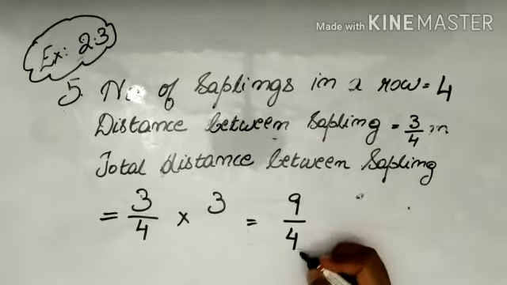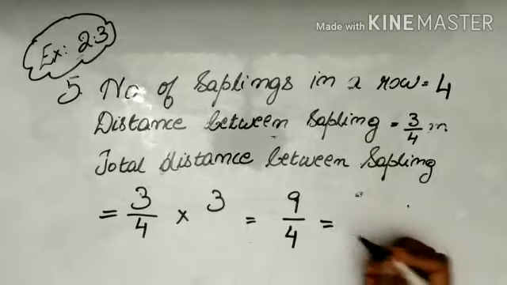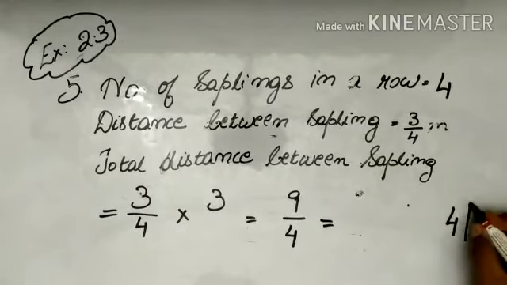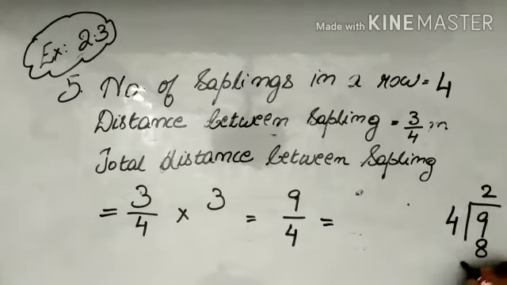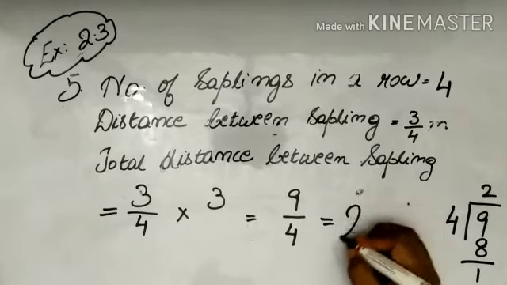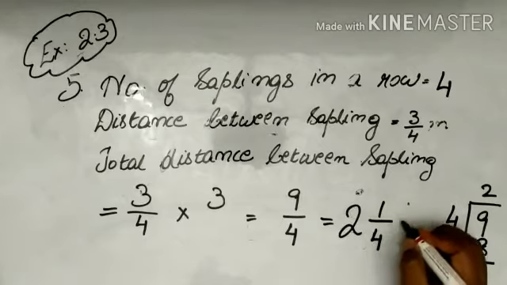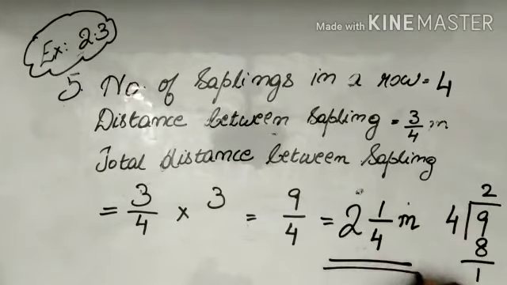Since this is an improper fraction, we have to make it into a mixed fraction. Divided by 9, 2s are 8 and 1. So you will get the answer as 2, 1 by 4 meter. Right?